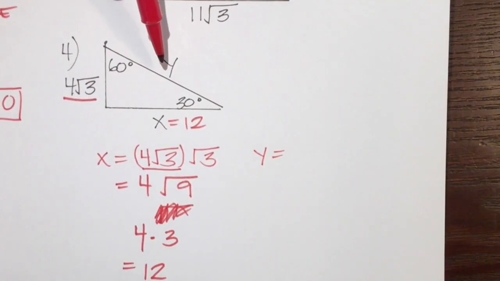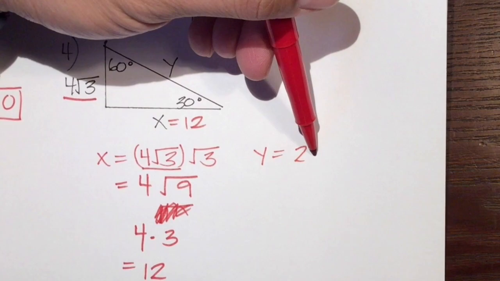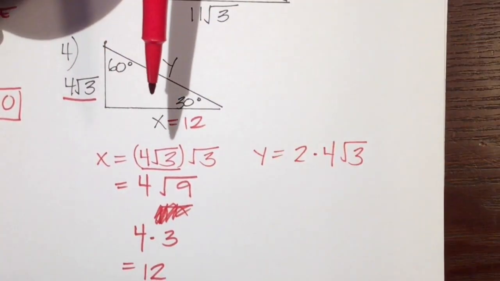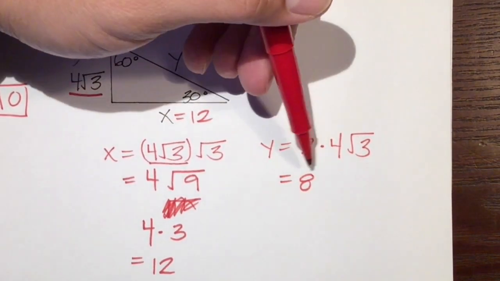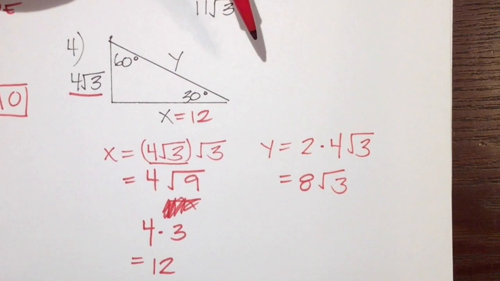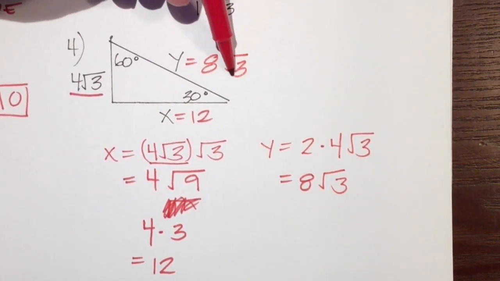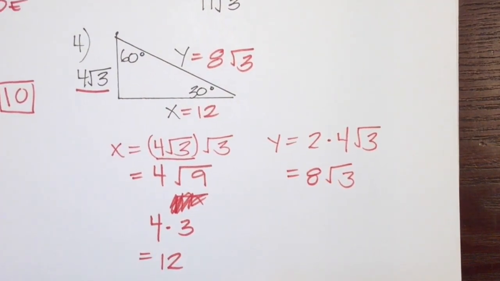Okay, now y is twice as long. The hypotenuse is twice as long as the short side. So we're going to write 2 times 4 radical 3. 2 times 4 is 8 radical 3. That's it. So there's our answer. Okay, there are our 2 answers.